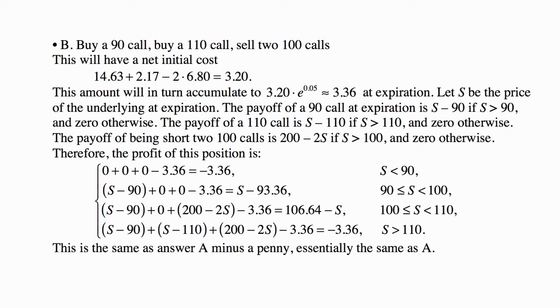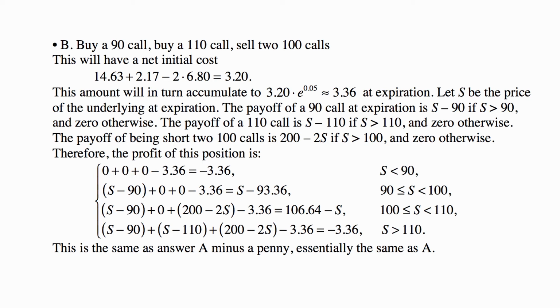Let S be the price of the underlying. The payoff of a 90 call at expiration is S minus 90 if S is more than 90 and 0 otherwise. The payoff of a 110 call is S minus 110 if S is more than 110 and 0 otherwise. And the payoff of being short 2 100 calls is 200 minus S if S is more than 100 and 0 otherwise.